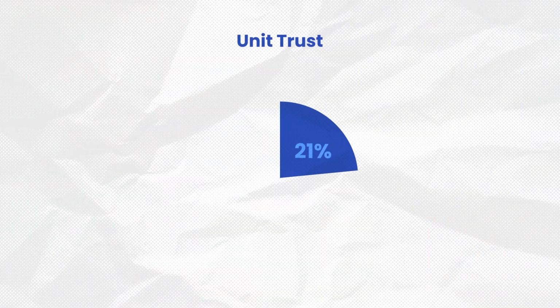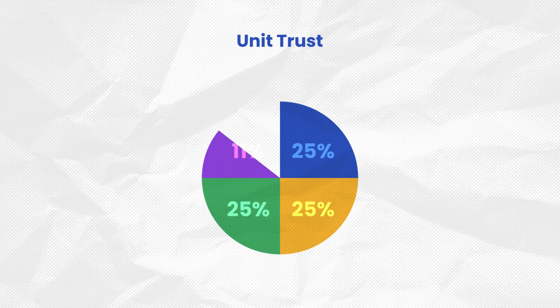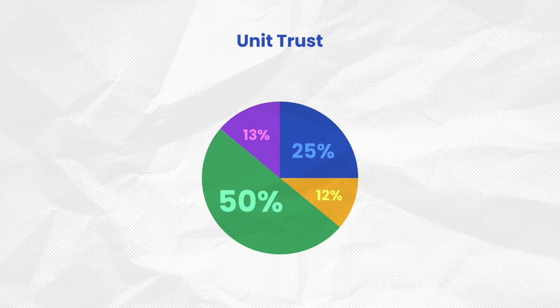Imagine a pie. In a unit trust, this pie is divided into slices and units. The more units you have, the bigger your slice. It's like owning shares in a company. Each unit holder gets a benefit based on their number of units. Sounds simple enough, right? Not really. There's a lot to consider.